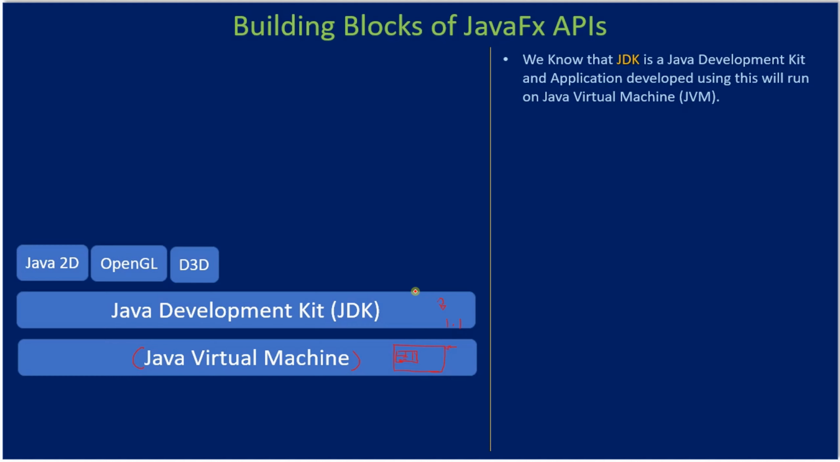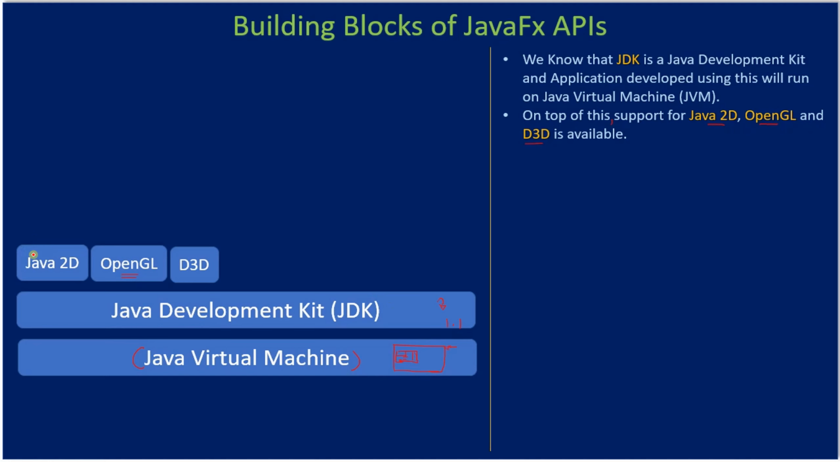On top of the Java development kit, there will be separate APIs for performing Java 2D and D3D. D3D is nothing but Direct 3D, and there is OpenGL. OpenGL is also a graphics library. These three are different API bundles. So that's what you are seeing here. On top of this, in the sense of JDK support, support for Java 2D, OpenGL, and Direct 3D is available, on top of the Java development kit.